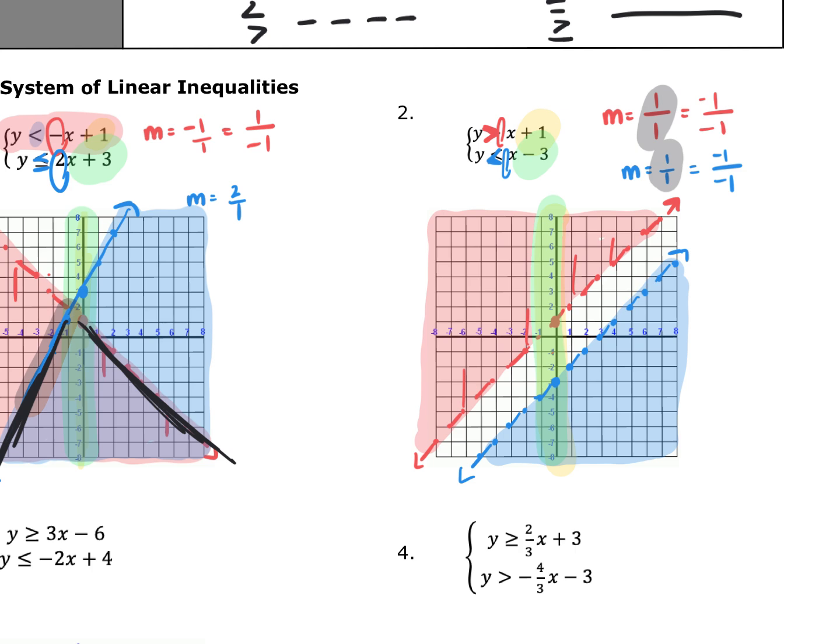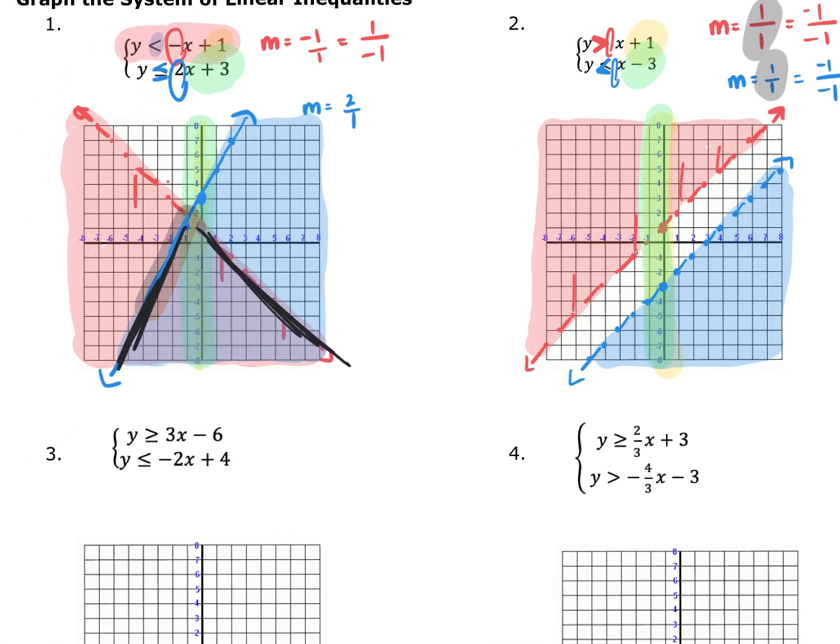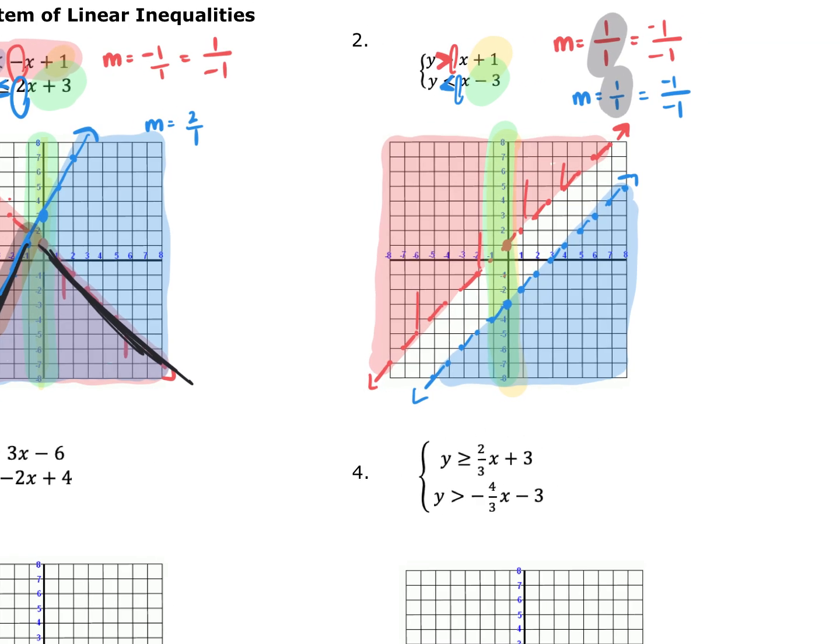Okay, so notice before on graph number 1, they overlapped. So we had a solution where those overlapped. In this case, when you have that white piece in the center and your blue and your red don't ever meet, these are parallel lines. So this is going to be no solution.